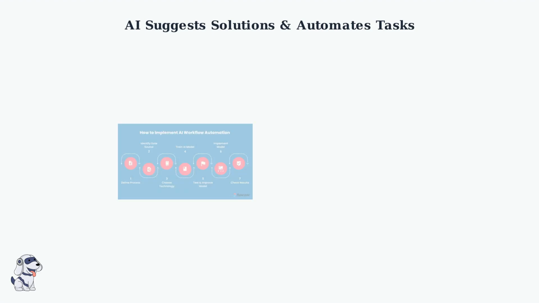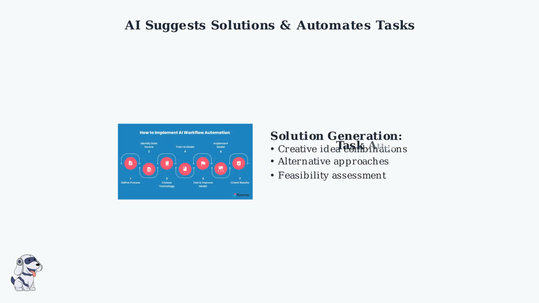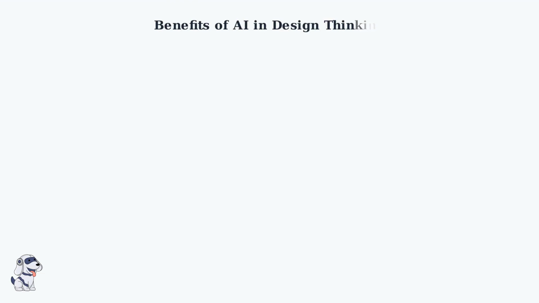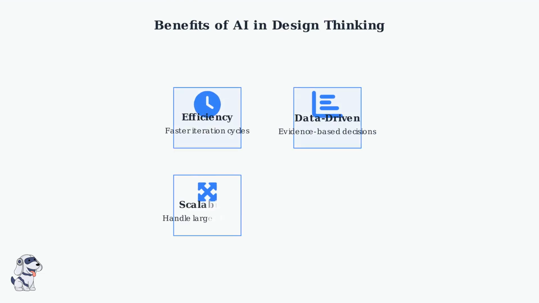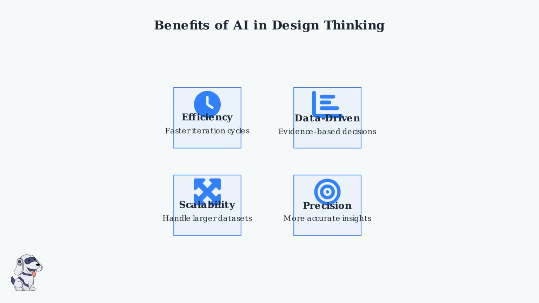AI can generate creative solutions by combining ideas in novel ways and assessing their feasibility. It also automates repetitive tasks like creating prototypes, simulating user interactions, and analyzing feedback from testing sessions. AI integration brings significant benefits to design thinking. It increases efficiency through faster iteration cycles, enables data-driven decision-making, provides scalability to handle larger data sets, and delivers more precise insights about user needs.